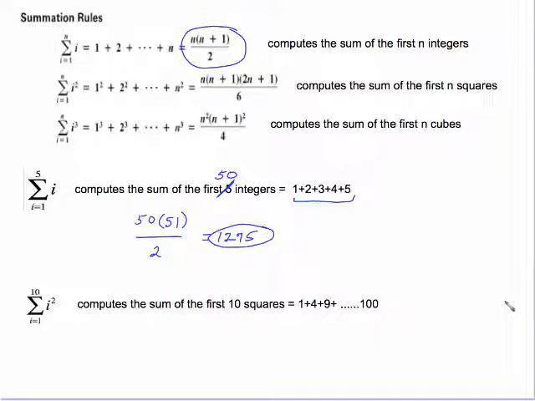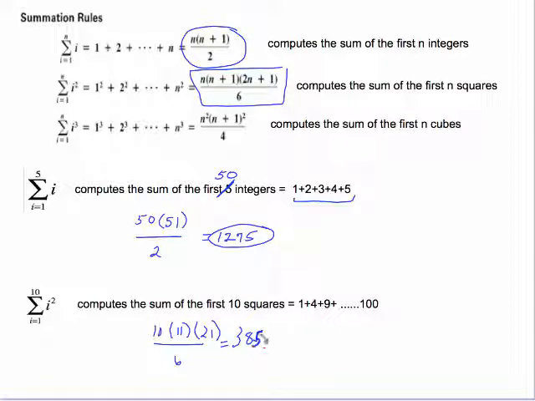Same thing, do you want to add all of these numbers up, or do you want to use the formula? The formula for computing the sum of the first n squares is this one right here. So if I want the sum of the first 10 squares, that means n is 10, so this is 10, times 10 plus 1 is 11, times, put 10 right here, 2 times 10 is 20, plus 1 is 21, all of that divided by 6, and that will give me the sum of the first 10 squares, which equals 385.